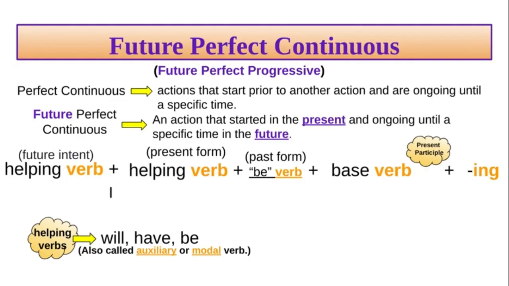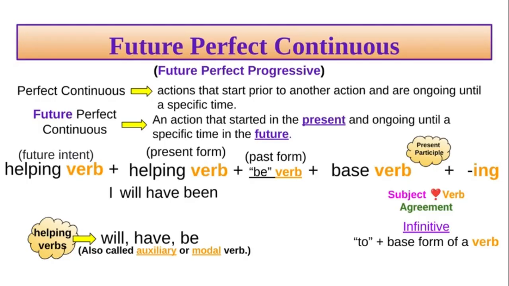Here's a sentence using the first person singular pronoun I, the helping verb will, okay, to conjugate future intention, and the present form of the helping verb have, will have. The past form of the helping verb be, been. The base form of the infinitive to study, with an ing ending to meet that present participle. Okay. I will have been studying for 2 hours.